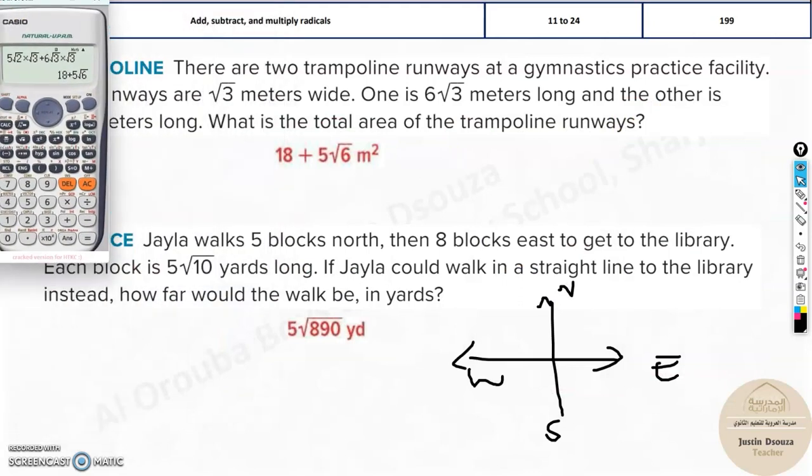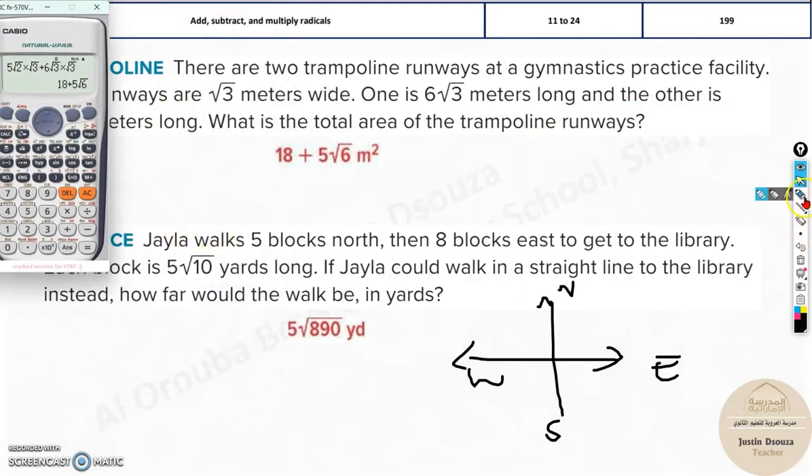And let's read this. Jayla walks 5 blocks north. 5 blocks north. So 1, 2, 3, 4, 5. So whatever this distance is would be 5. And then 8 blocks east. So over here, imagine this is 8. So you can take this as x and this as y. It's fine. So this over here, 8. So 8 comma 5 would be the coordinates, but that's not required.